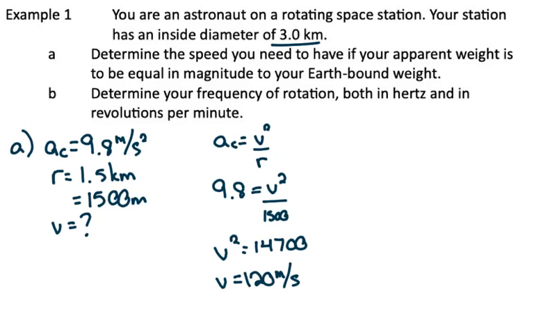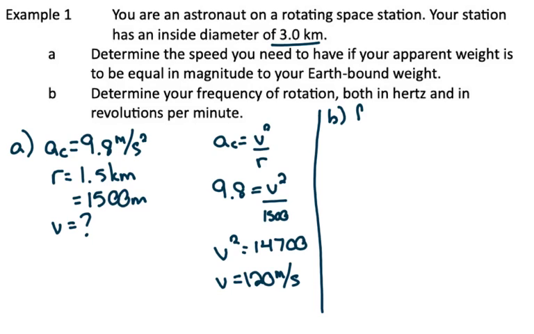Now this may seem excessively fast. 120 meters per second is well over 400 kilometers per hour. But as we can see in B, this actually isn't as fast as you might think. Because in B, we're being asked for the frequency in hertz and revolutions per minute. This is really what tells how fast the station is turning. Yes, you would have to go 120 meters per second, but when you think about it on a space station that has a 3 kilometer diameter, that may or may not be very fast rotation. This is what we're going to find out.